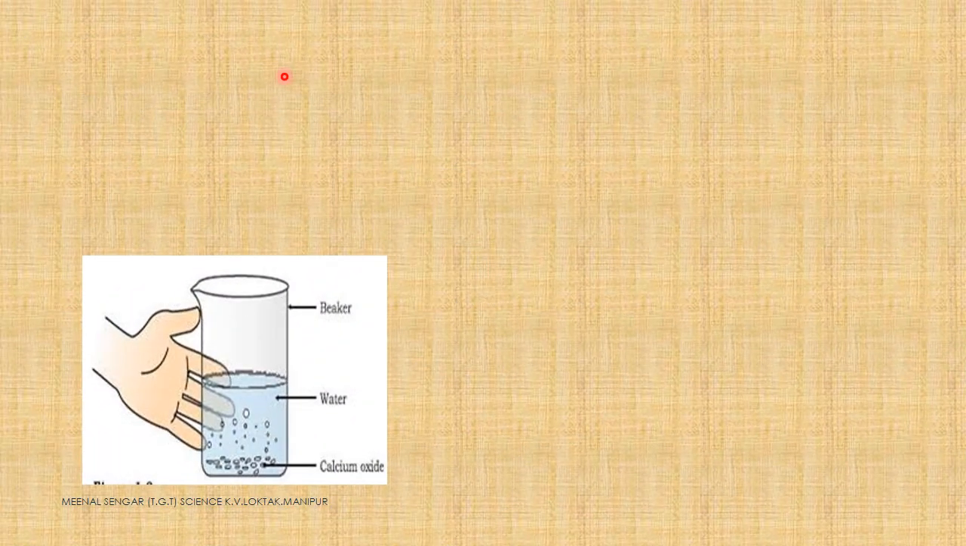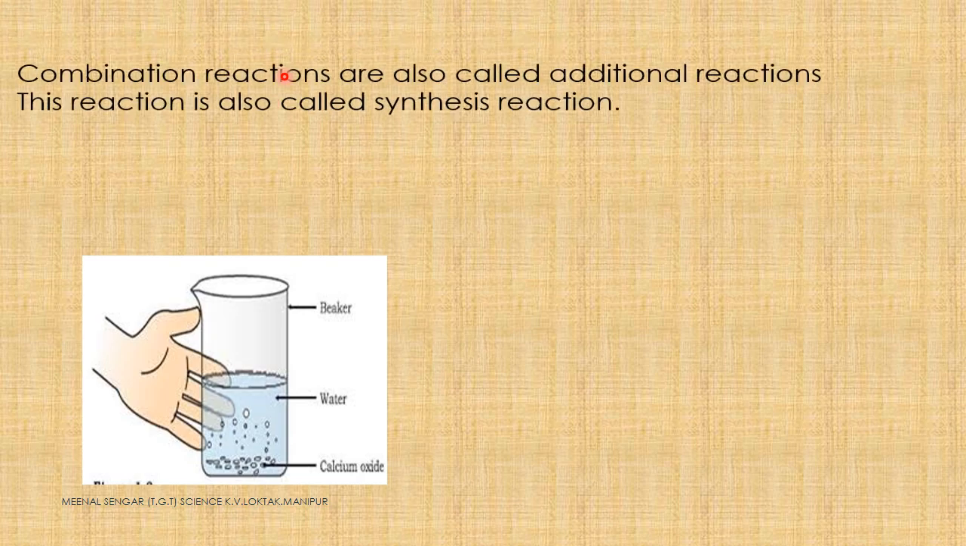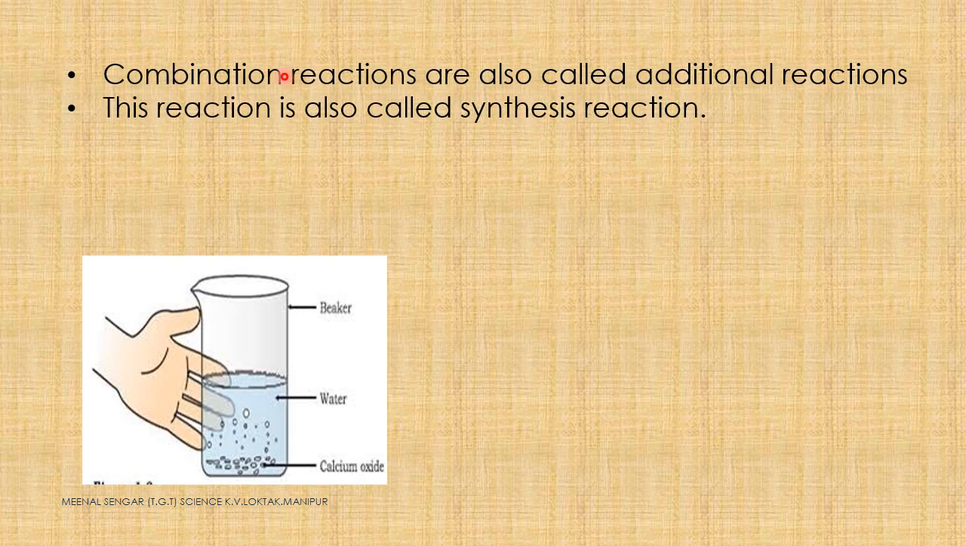Next activity. This activity is in your NCERT book. A combination reaction. Before starting this activity, let us consider this point. Combination reaction is also known as addition reaction because we add two types of reactants together to get a single product. This reaction is also known as synthesis reaction because nothing is formed as a byproduct of this chemical reaction. That is why it is also known as synthesis reaction.